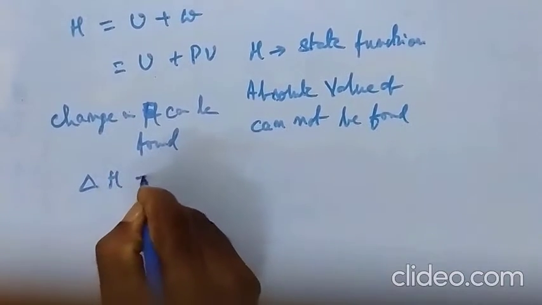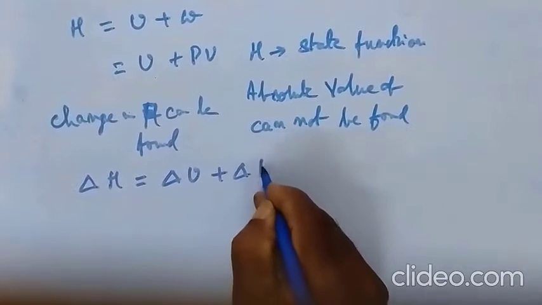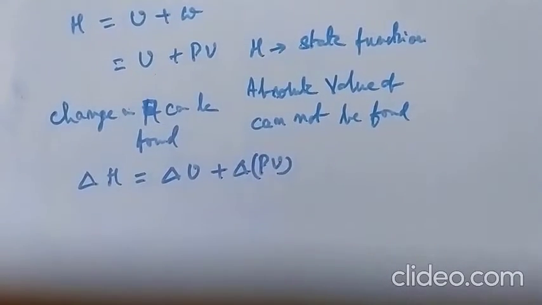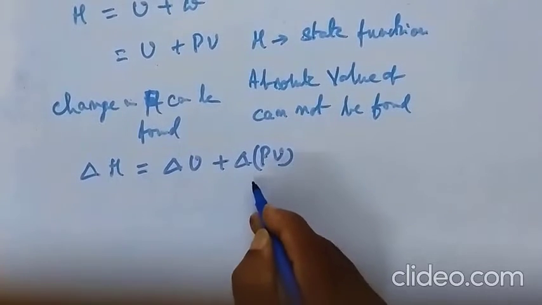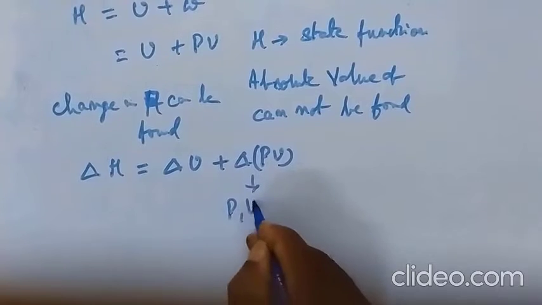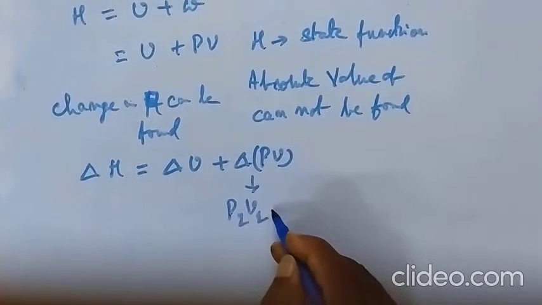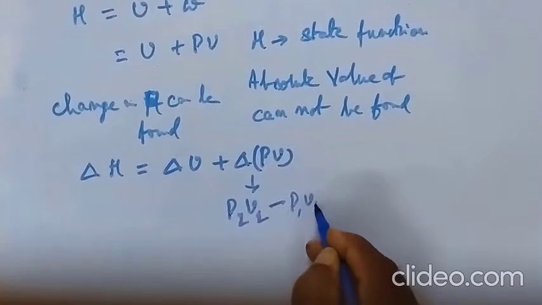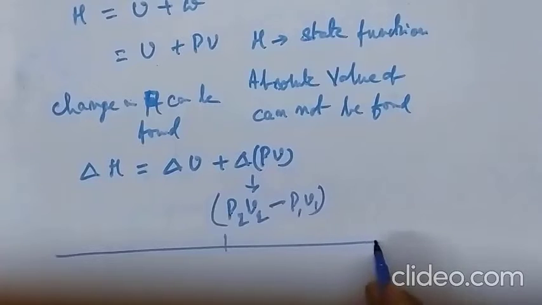Change in enthalpy, delta H, equals change in internal energy plus change in PV work. And what is this PV work? PV work is nothing but P2 V2, the final state, minus P1 V1. So this is PV work. PV work can take place under two conditions.